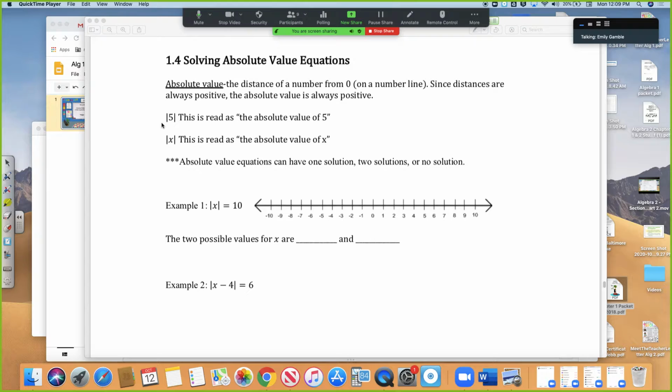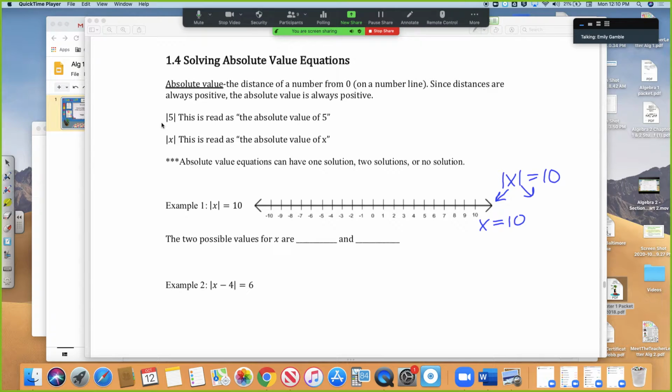This equation says the absolute value of x is equal to 10. When we have absolute value equations, I'll do the work on the side here. You basically split the equation up into two separate equations, because absolute value tells the distance, and there's always going to be two numbers that are 10 units from zero. That's because negative 10 and positive 10 are both 10 units from zero. So basically you split it up into two separate equations and drop the absolute value bars.